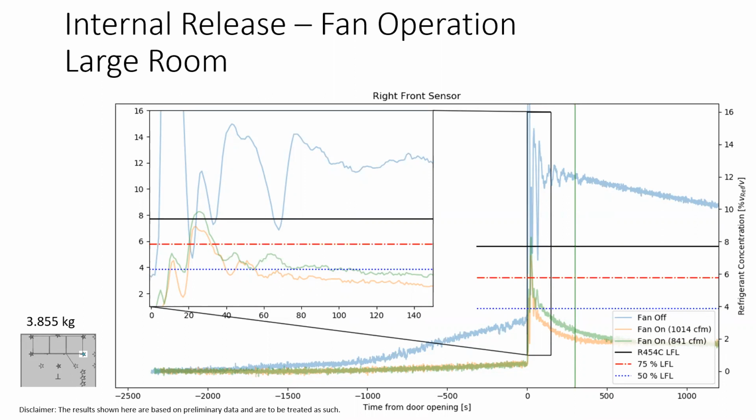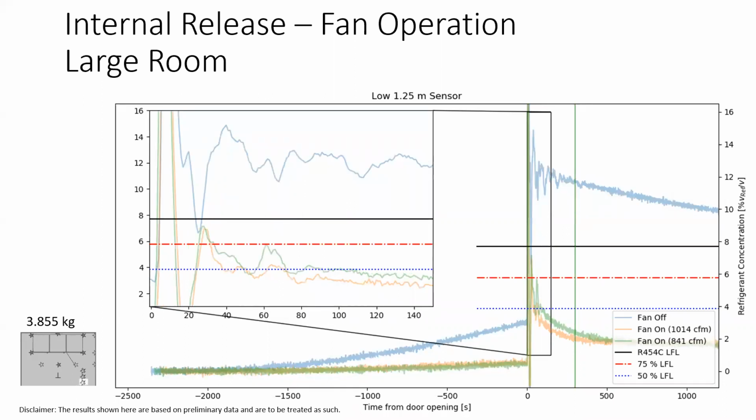We go to the next slide. Once again, we'll see the same sort of thing. We're now looking at the sensor that's 1.25 meters in front of the unit. And we see very similar results to what was expected, where we have very little refrigerant charge buildup and then a fast decay. So regardless of whether we're looking at sensors very close to the release point or actually further out into the room, we're seeing very consistent values.